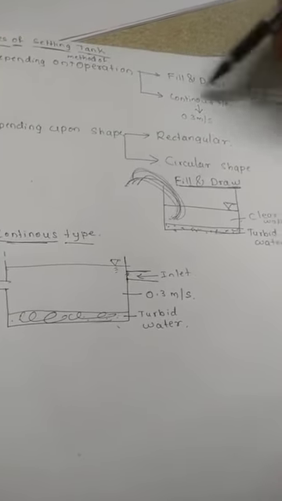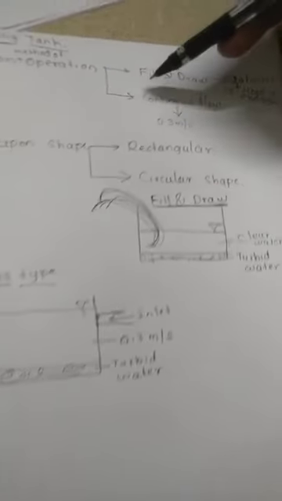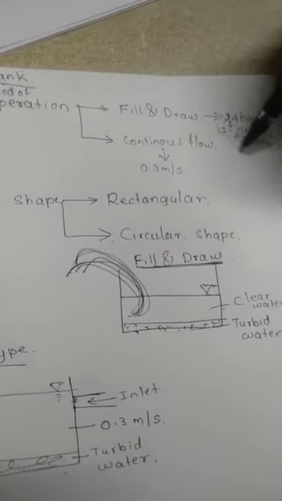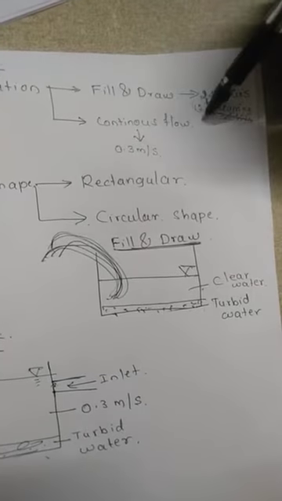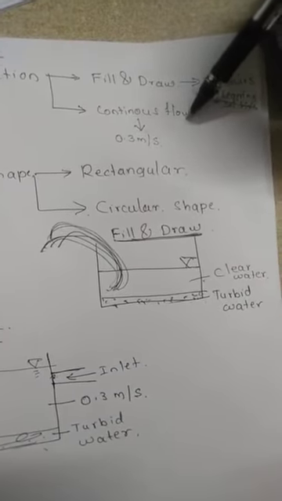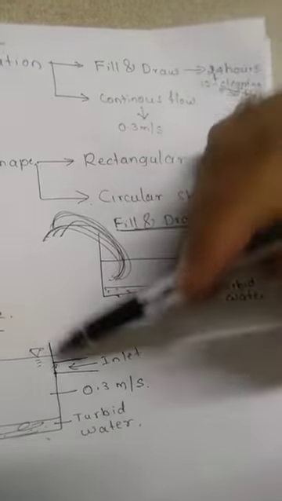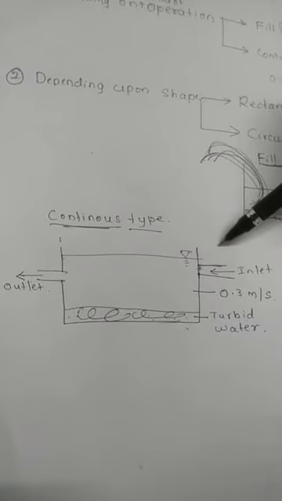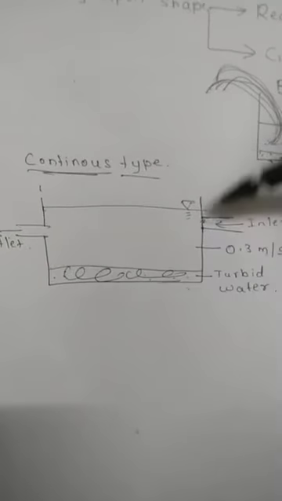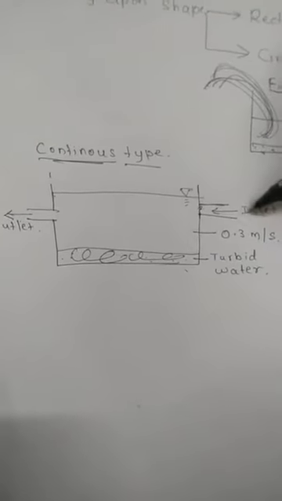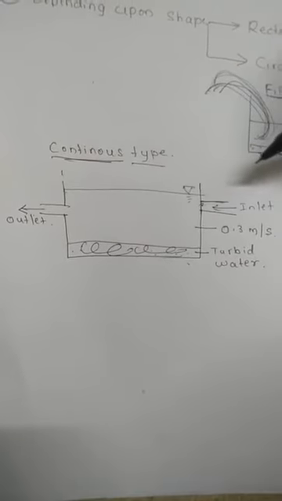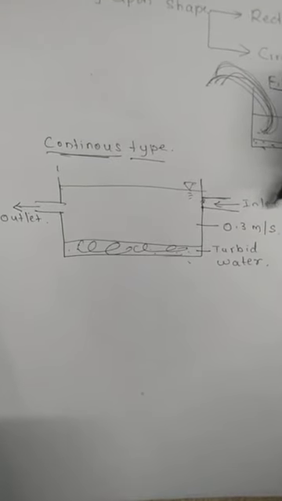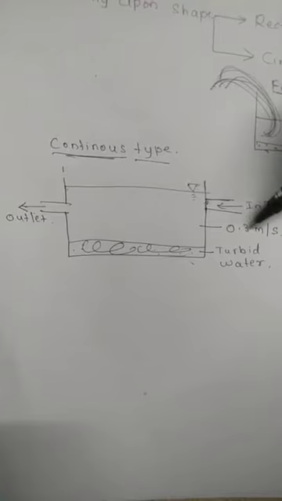Then coming to the continuous flow type of sedimentation tank, as the name indicates, it has continuous flow. Here in this particular tank, we have water in a sedimentation tank, but it has an inlet and outlet. Here we are going to control the velocity.